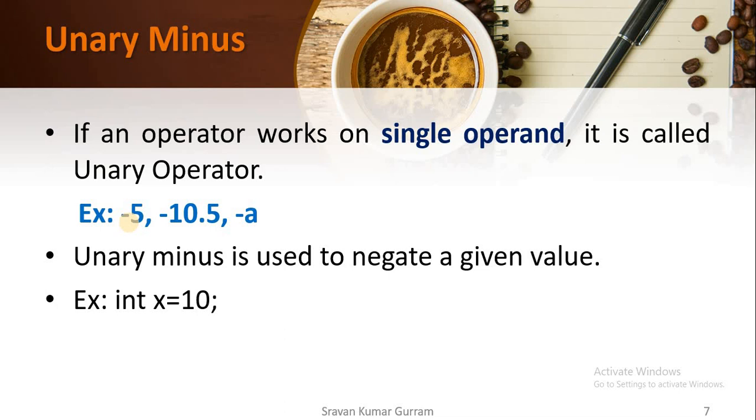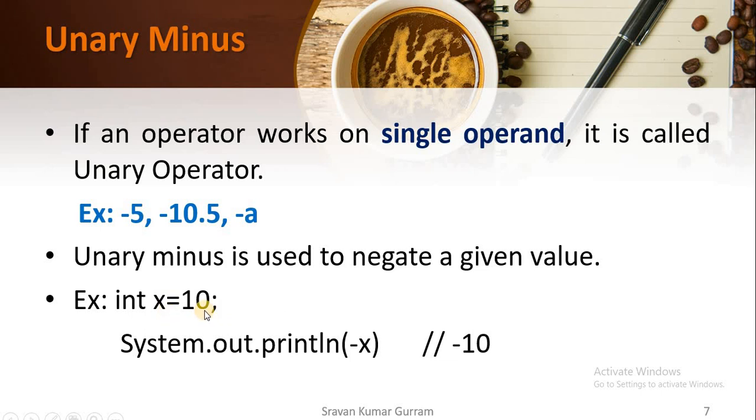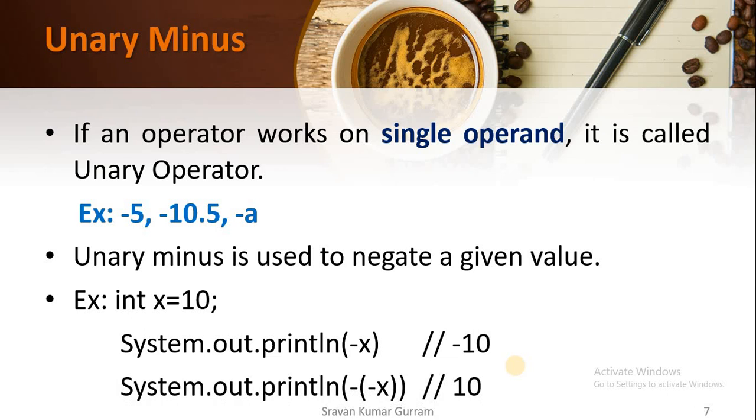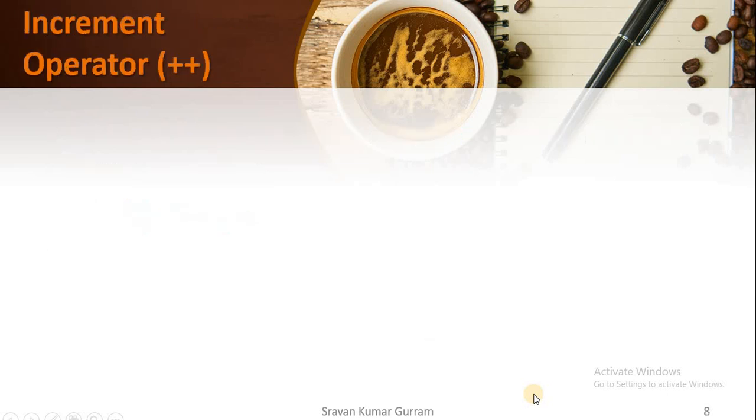For example, int x assignment 10. So here we are representing a positive number. If you want to print the negative value of x, we can use minus x. So the output of this statement is minus 10. This is how to use unary minus. And if you write minus of minus x, obviously we will get plus 10.